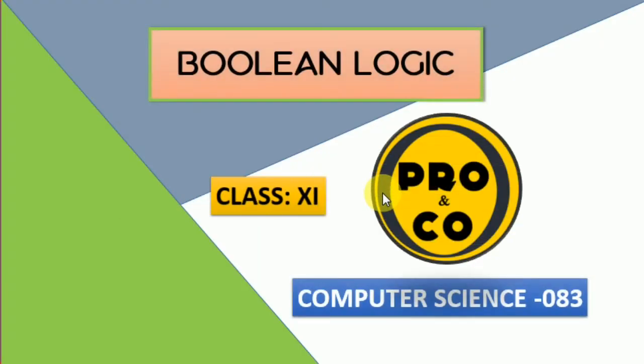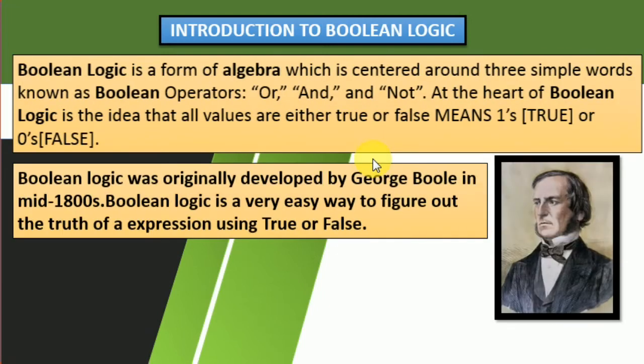In this video, we are going to discuss Boolean logic. So first we need to understand the meaning of Boolean logic. Boolean logic is a form of algebra which is centered around three simple words known as Boolean operators: or, and, not. The logic is based on two things, true or false. True means 1 and false means 0. It means it's based on binary numbers 1 and 0.